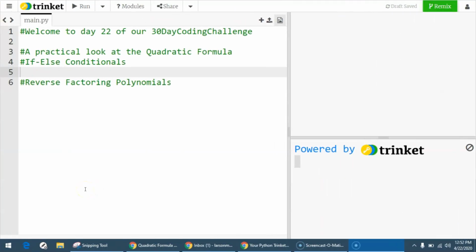Welcome to day 22 of our 30-day coding challenge from CS and Math. And if you joined us yesterday, we looked at a three-step process for programming any formula in Python. That was a very basic approach, and we used an example of converting from Celsius to Fahrenheit, although you could use it for any formula.